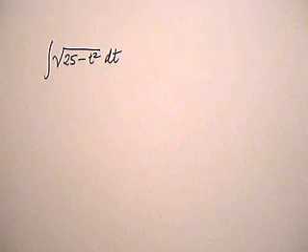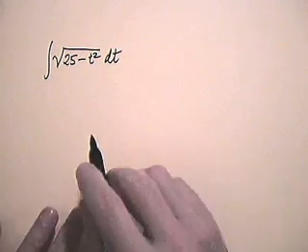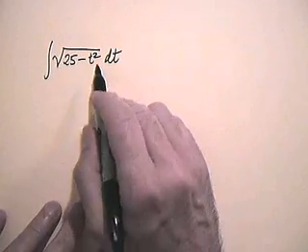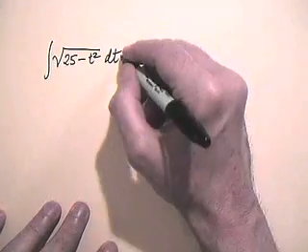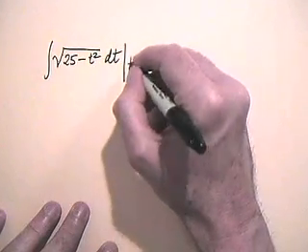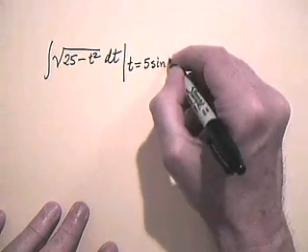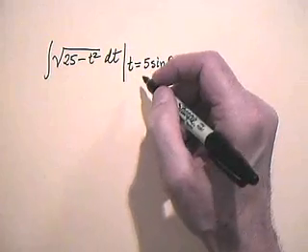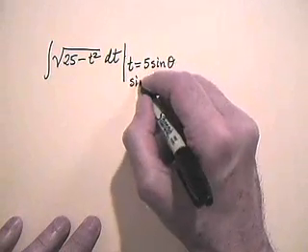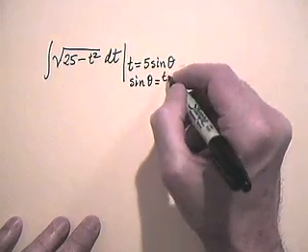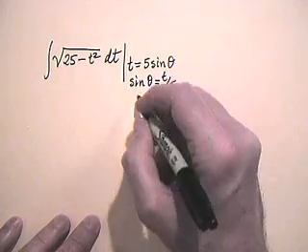Well, let's use trigonometric substitution to work out an indefinite integral. Here we have the indefinite integral of the square root of 25 minus t squared, all in the radical. So what we want to do is substitute t equals 5 sine theta. That is, sine theta is t over 5.